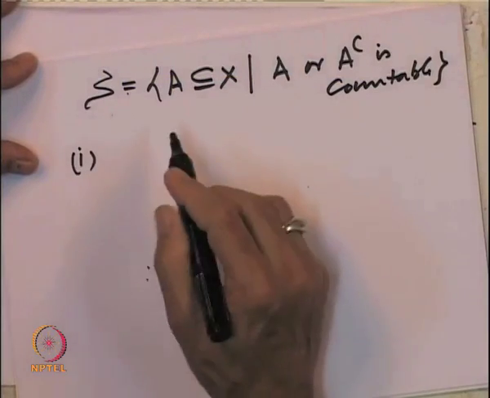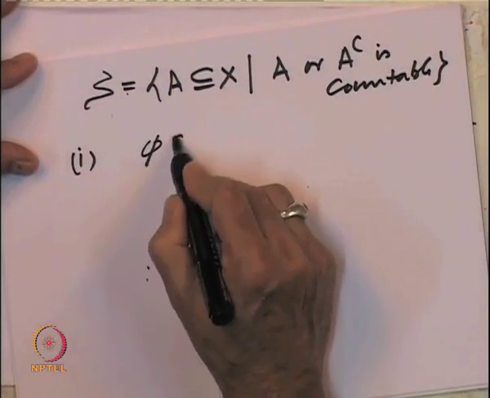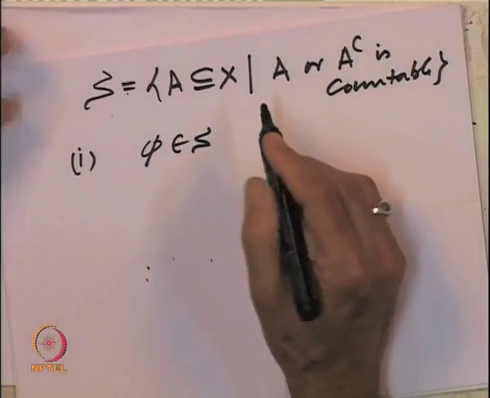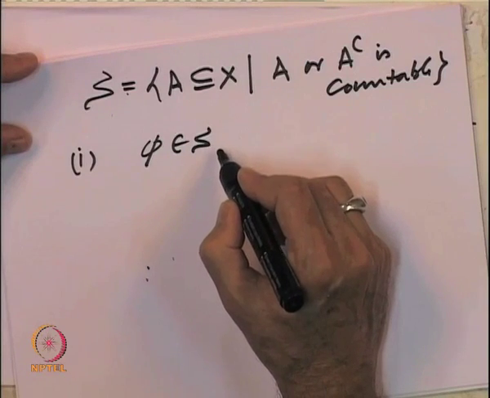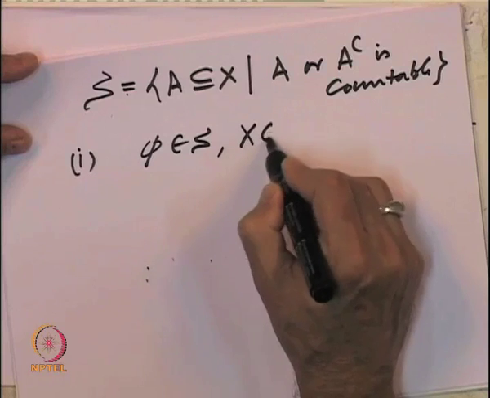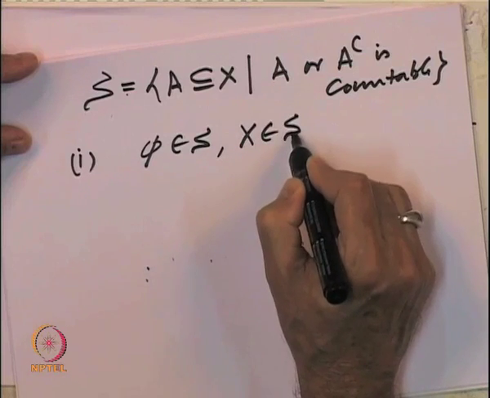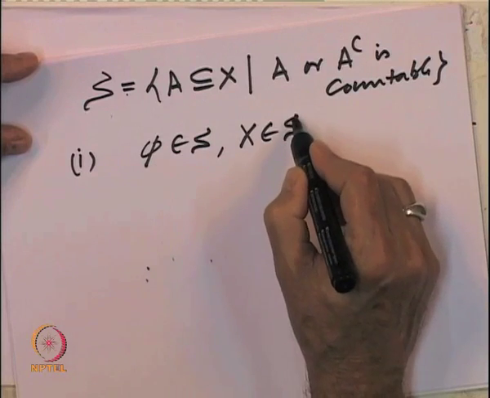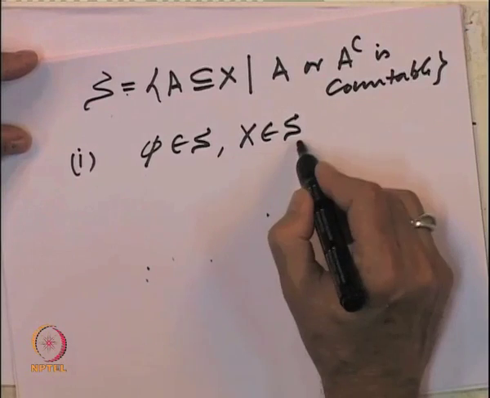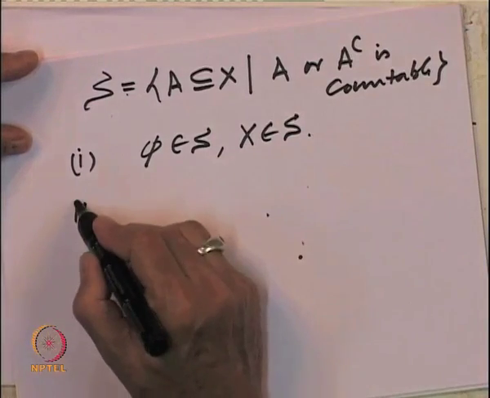So, first observation, empty set belongs to S, because empty set is taken to be a finite set. So, it belongs to S. Okay. Does X belong to S? Yes, X belongs to S because its complement is empty set and hence that belongs to S. So, empty set and the whole space both belong to S.